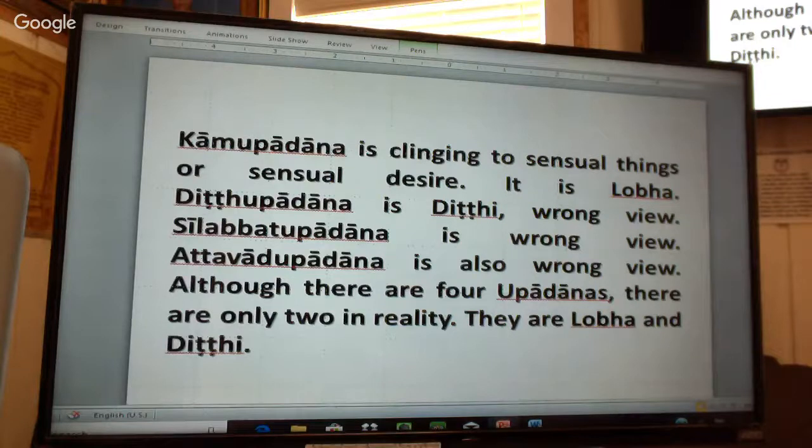So Dana, lobha, same, but the degree is different. When Dana, lobha becomes extreme, we call it Upadana. Yeah. Kamupadana.